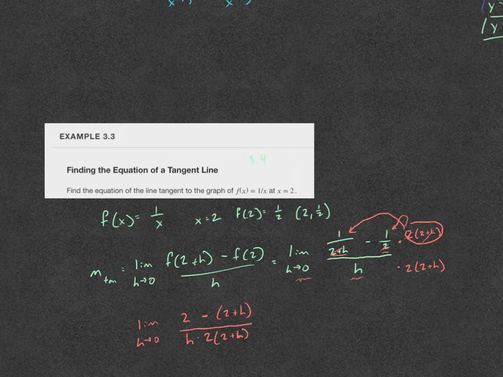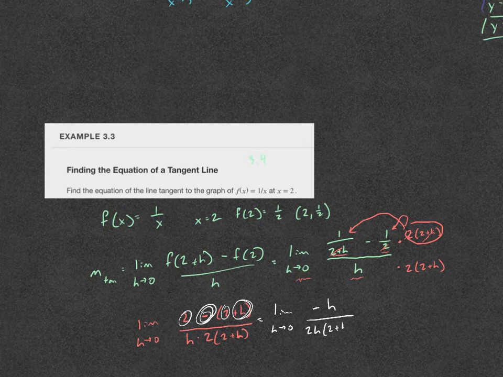Now, let's see. Let me change my writing utensil to white. There we go. This is equal to the limit as h approaches 0. I'm going to do this subtraction: 2 minus 2 in the numerator is 0. Oh, okay, and then a negative h in the numerator, all over 2h, times (2 plus h), so I am writing that differently.